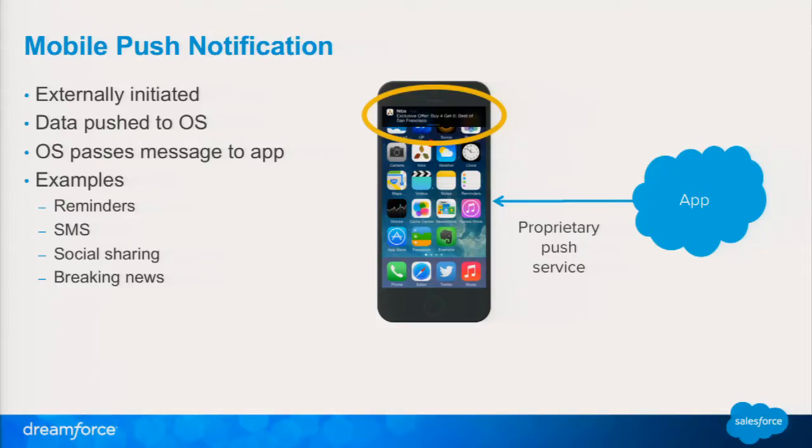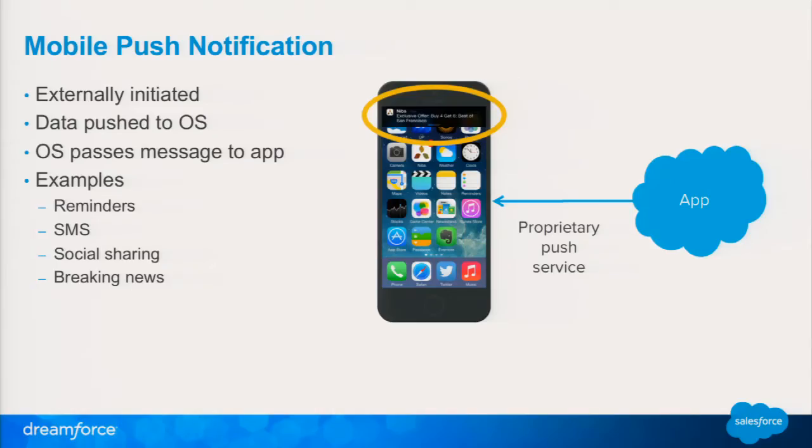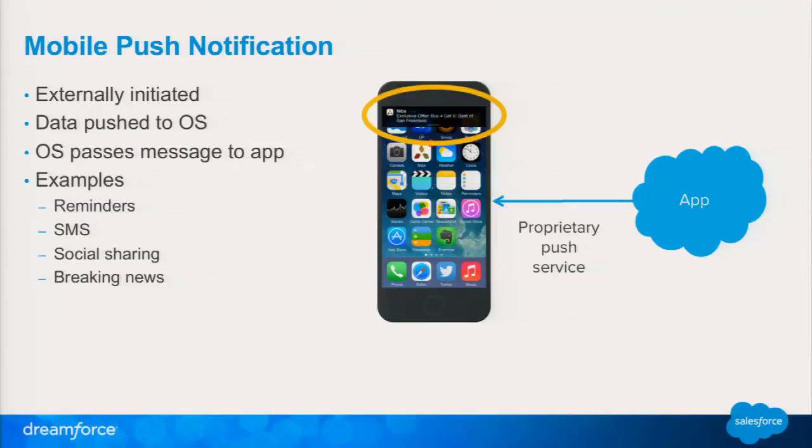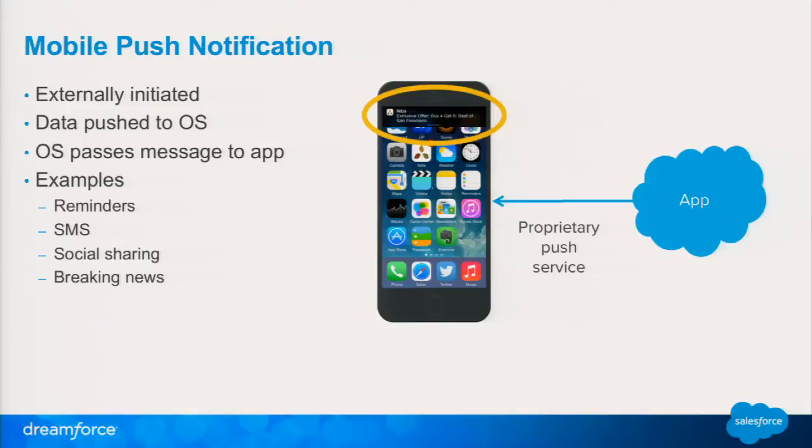You have plenty of examples like that on a plain vanilla phone, like reminders, SMS, sharing, like someone shared something on Facebook and it's being pushed to you in real time, and then you can tap that message, and that's what I indicate there on the slide. The mobile operating system, like for instance iOS or Android, will then pass the message to the application, and potentially that may include opening the application if the application is not running.